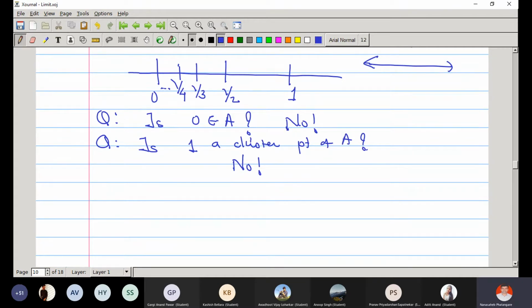Or I can produce the reason. The deleted neighborhood of 1 with radius 1 by 4, its intersection with A is empty. That means if I take a deleted neighborhood of 1 of radius 1 by 4, its intersection with A is clearly empty. Because for a cluster point, every neighborhood should overlap, but the 1 by 4 neighborhood doesn't overlap. So, not a cluster point.